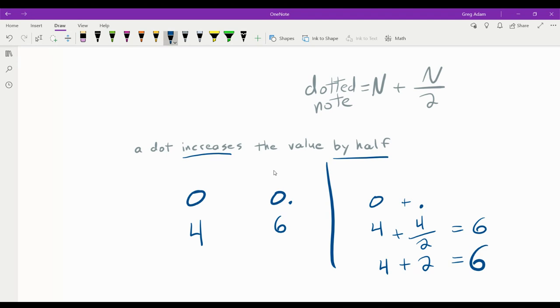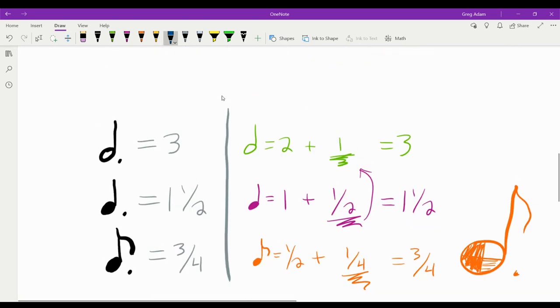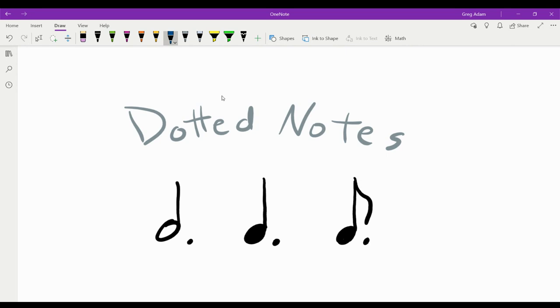So I want to see if you can figure out some different notes that will change their value based on what the dot is. So the dot adds half of the value. A dot increases the value of a note by half.